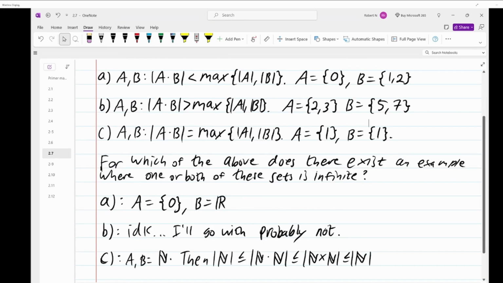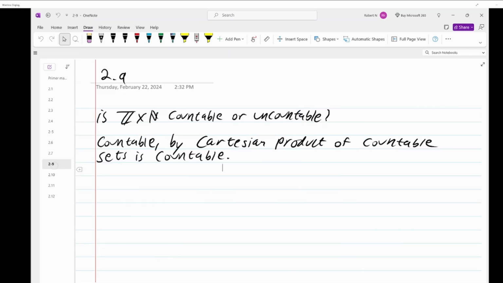And for C, in fact, if A and B are both N, then the cardinality of N times N is equal to the cardinality of N, because it's countable. Yep, that one is pretty easy. You could also do A is {1} and B is N.